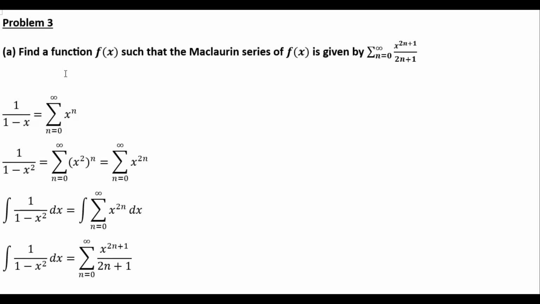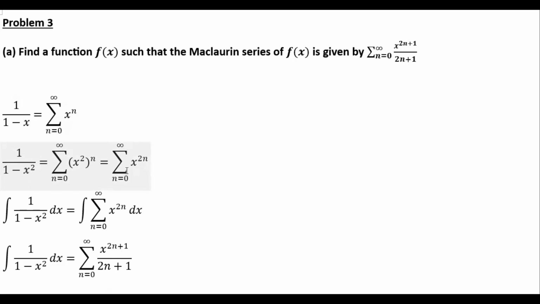Now, we want to start making this look like this. Or more like this. How do we do that? Well, I can replace the x with x squared. So I get x to 2n over here. And I can remember I can differentiate and integrate power series.